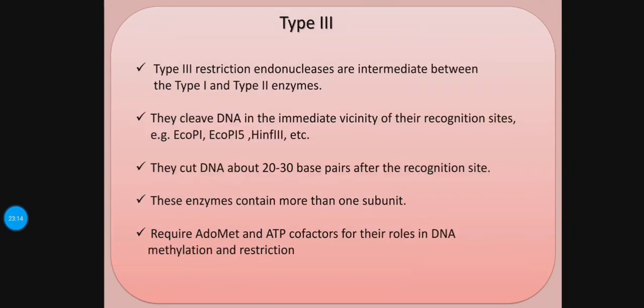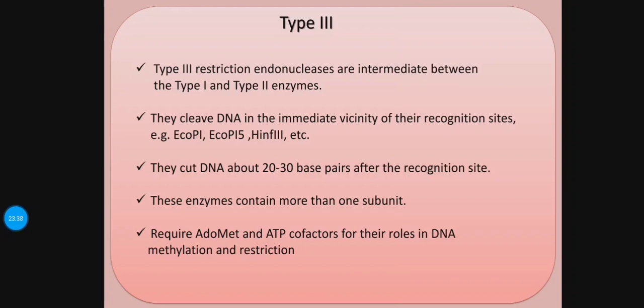Now type 3 restriction enzyme. Type 3 restriction endonucleases are intermediate between the type 1 and type 2 restriction enzymes, and they cleave DNA in the immediate vicinity of their recognition site, and they cut DNA about 20 to 30 base pair after the recognition site.